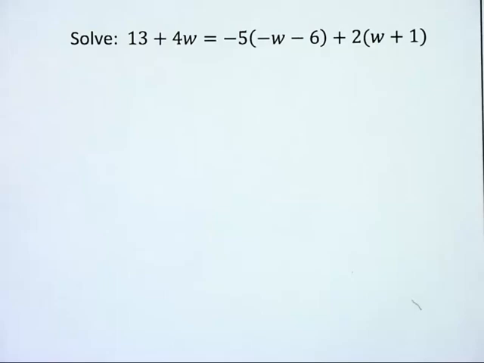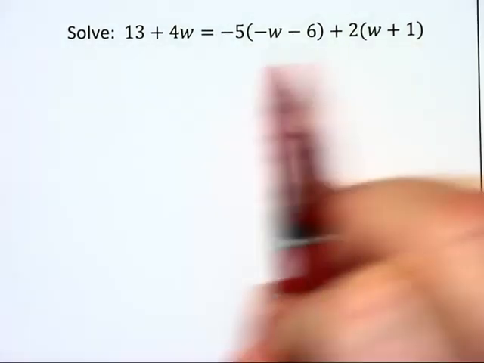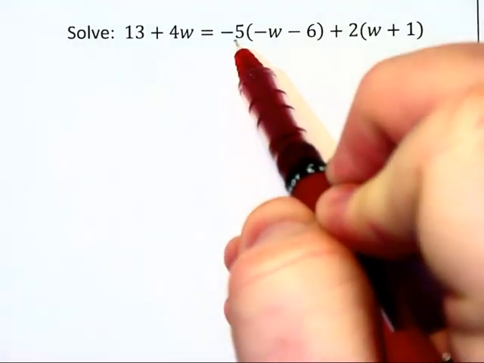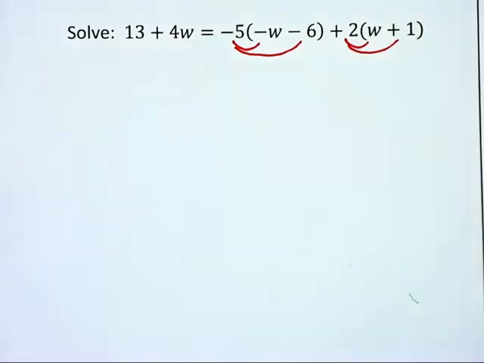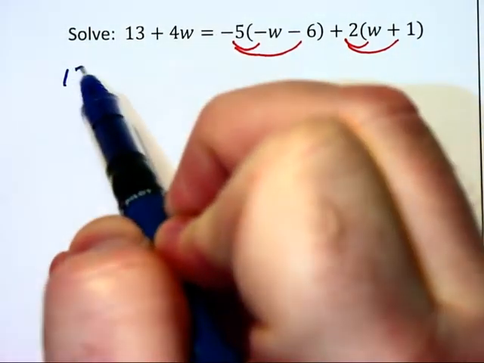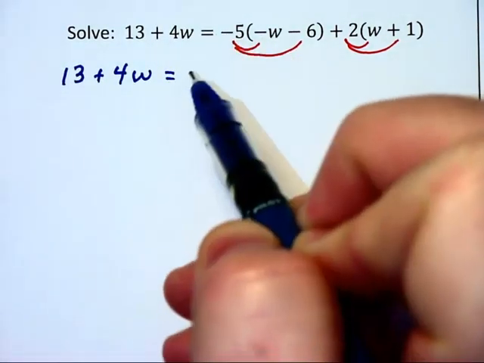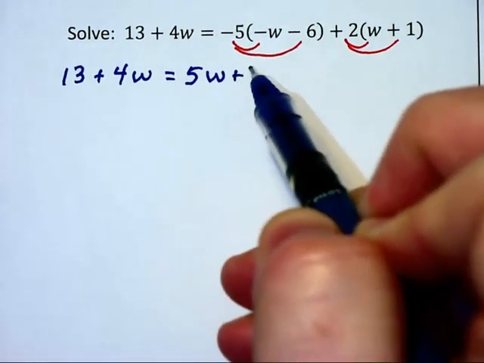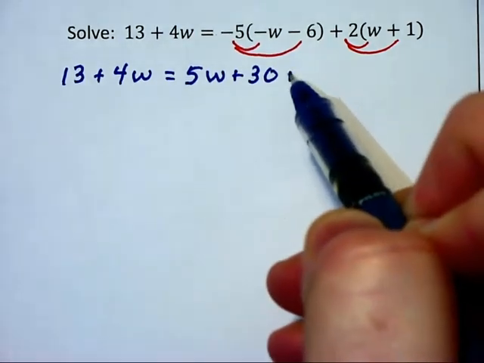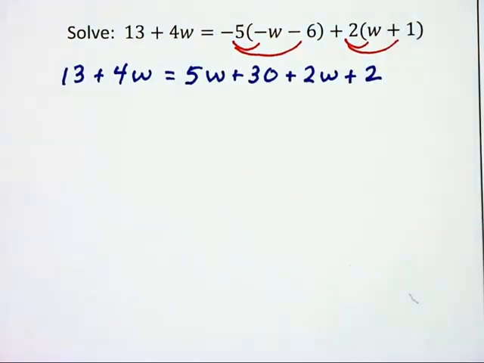Now let's just jump straight into a more challenging problem. When you have multi-step equations, the first thing you want to do is get rid of any grouping symbols, any parentheses. So do distribution first. So on the right I see distribution with that negative 5 and with the 2. So my next line becomes 13 plus 4w on the left equals negative 5 times negative 1 is positive 5w, and negative 5 times negative 6 is positive 30, followed by positive 2w and positive 2. So distribution is the first step.